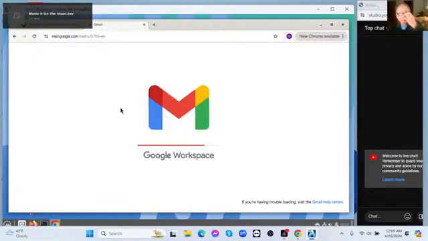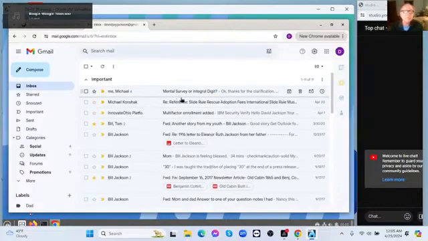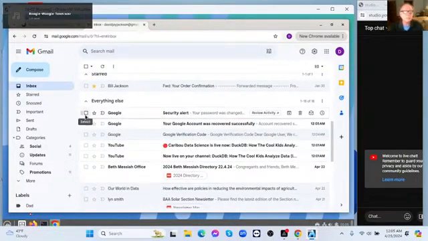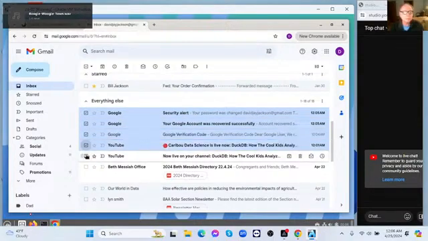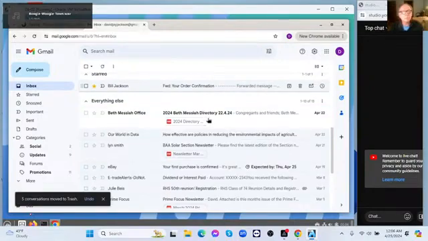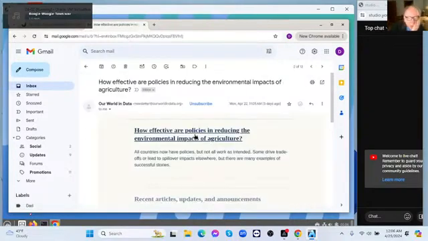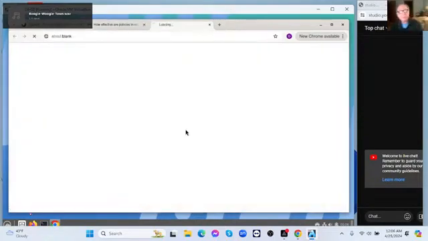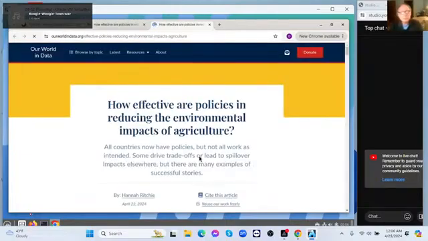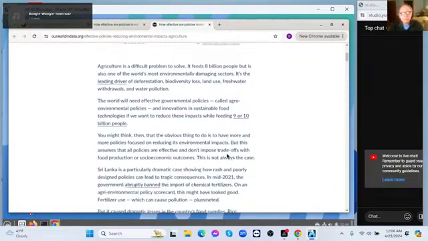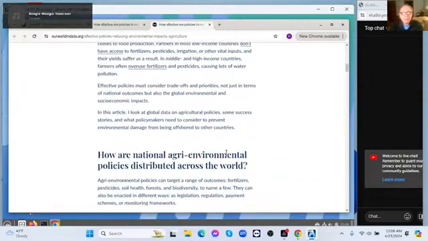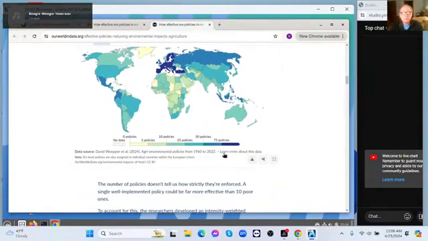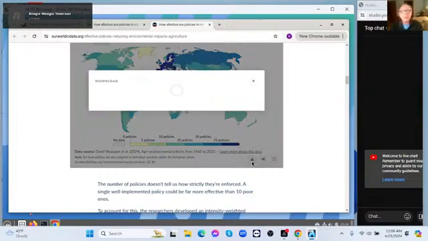So tonight's data is going to be coming from Our World in Data. Now we can ask, how effective are policies in reducing the environmental impact of agriculture? It's over here. And let's see if we can find the data. Let's take a look at this data first.